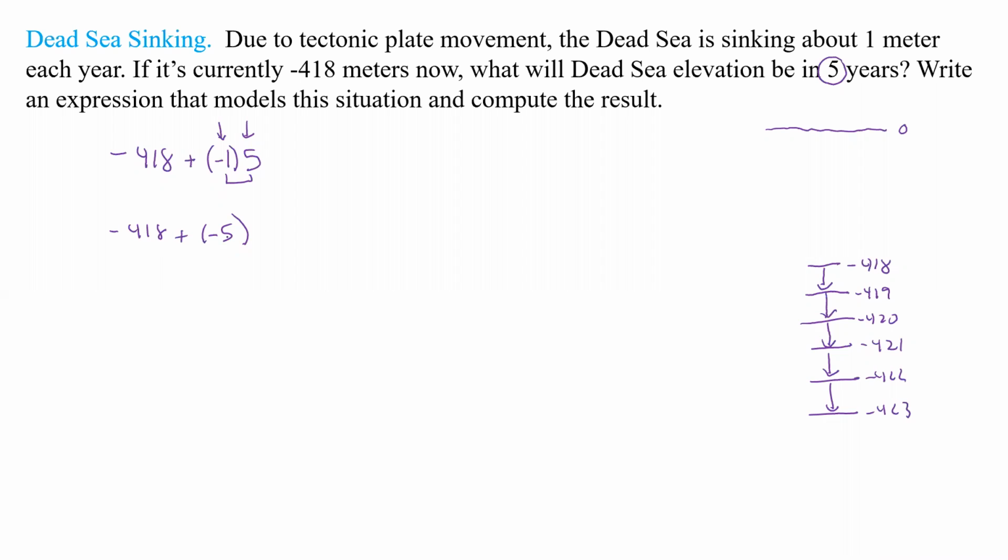Now we have two numbers with the same sign of negative, so we can take 418 plus 5. 8 and 5 is 13, carry 1, that's 2, that's 4. So we get 423, and then we put the negative on it, and we also add our units, meters. So it's going to be at negative 423 meters in 5 years, which is what we saw over here. We started at 0 meters, wherever that was, and then it keeps going down and down and down each year.